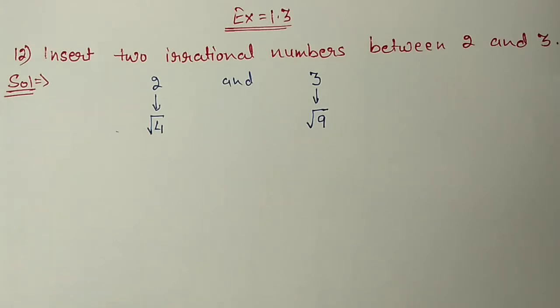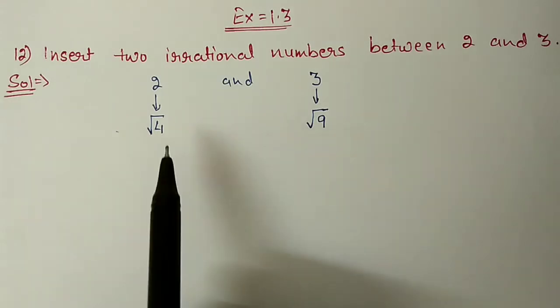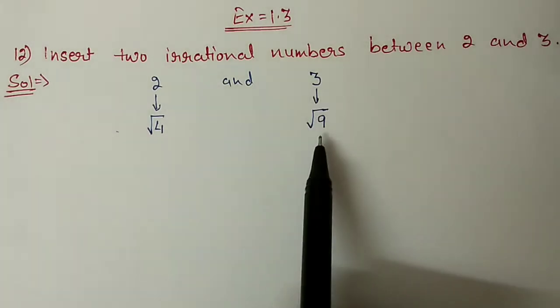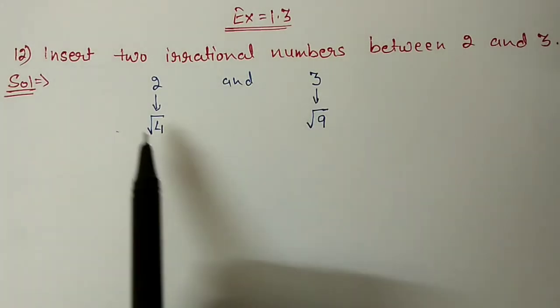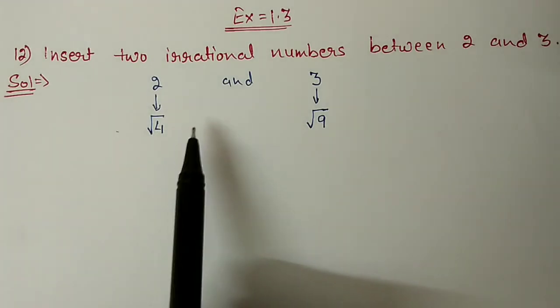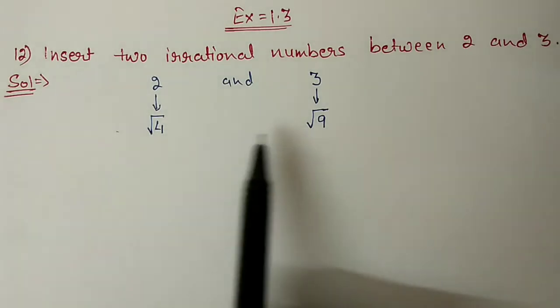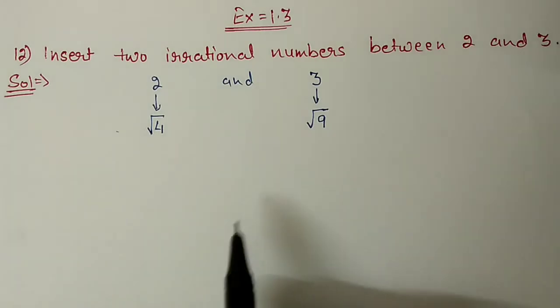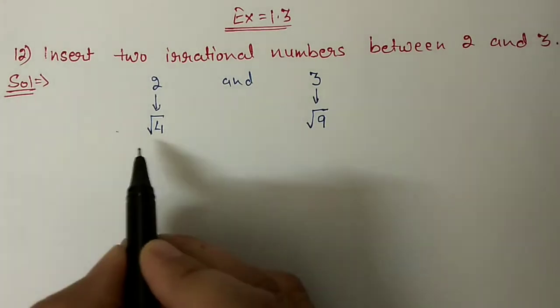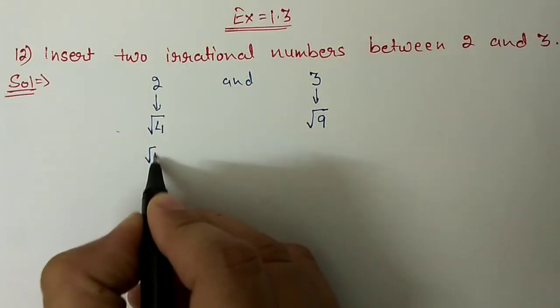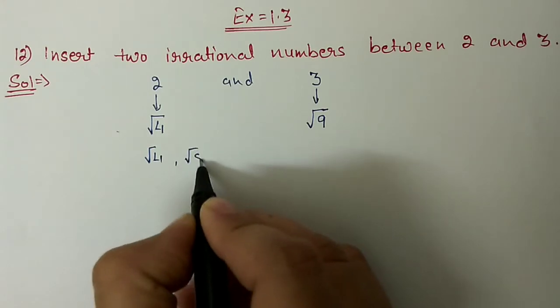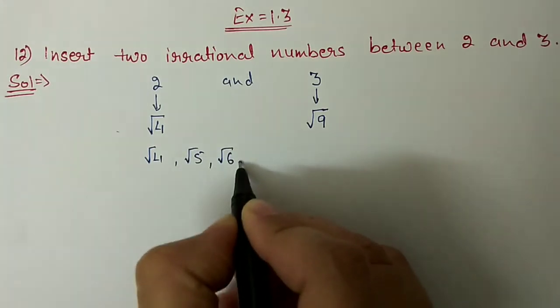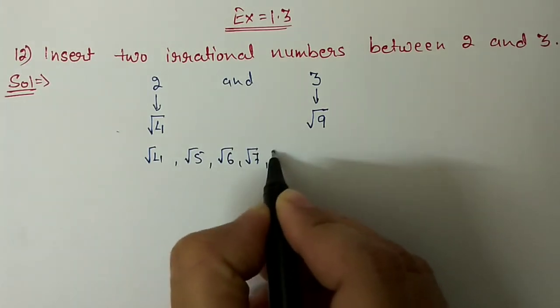Insert two irrational numbers between 2 and 3. First of all we will change 2 and 3 into square root numbers. So 2 we can write as root of 4 and 3 we can write as root of 9. Between 4 and 9 we have 5, 6, 7, 8. These numbers are not perfect squares. So between root 4 and root 9, we have root 5, root 6, root 7, root 8.